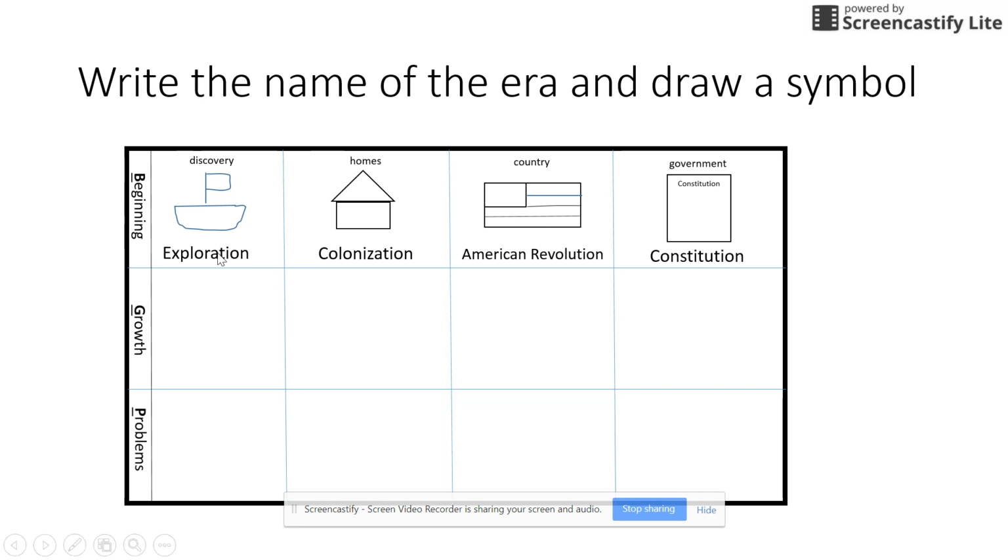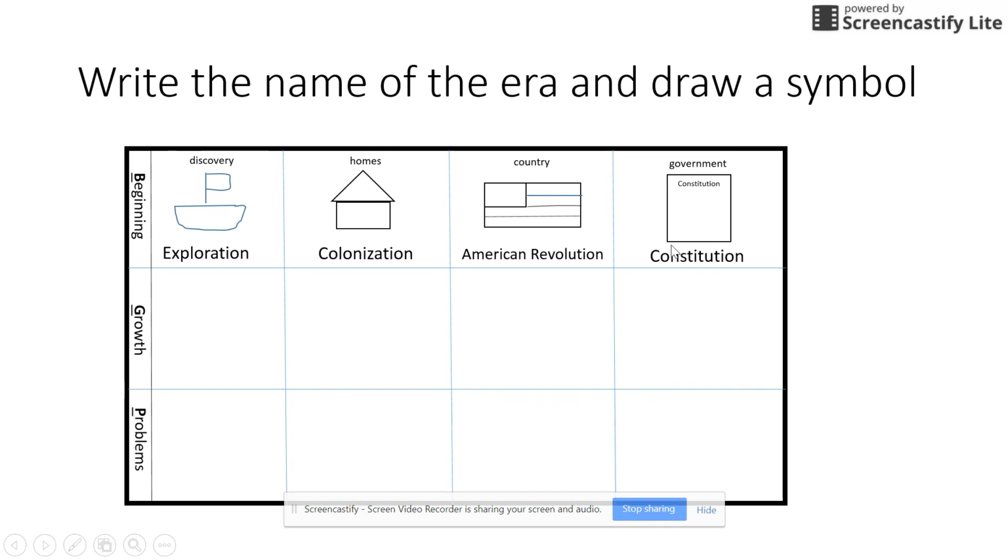During the exploration era, people discovered new land. During the colonization era, people built homes on this new land. During the American Revolution era, we fought against Britain to make this land our own country. And during the Constitution era, we created a government for our new country.